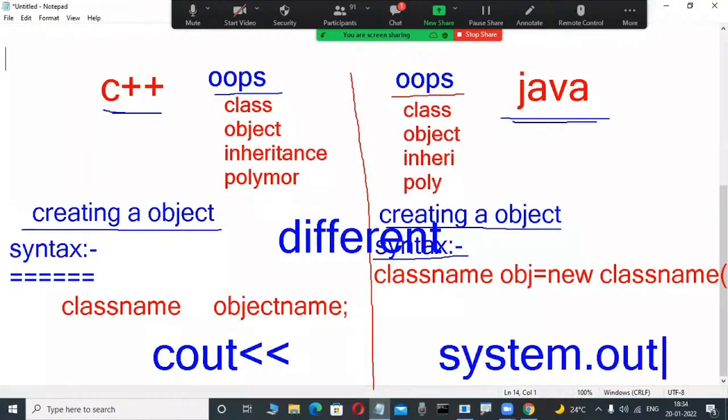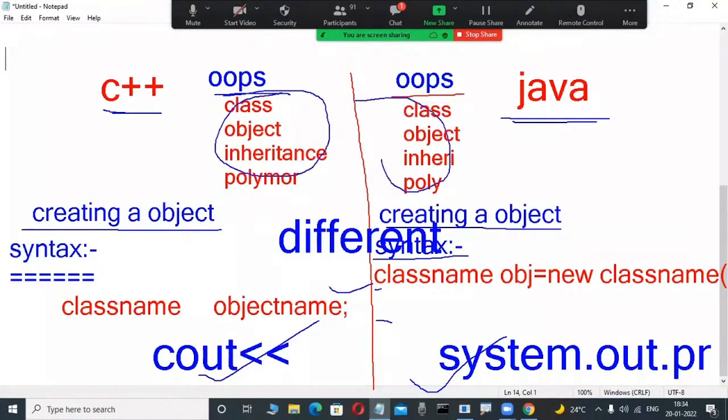System.out.println, is something there or not? Yes, here. That's why it is syntactically different. Functions are also totally different in these two object-oriented languages. But conceptually, some OOP concepts are the same, or not? Same. OOP concepts are the same.